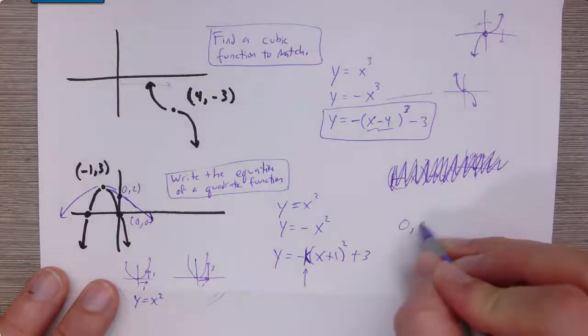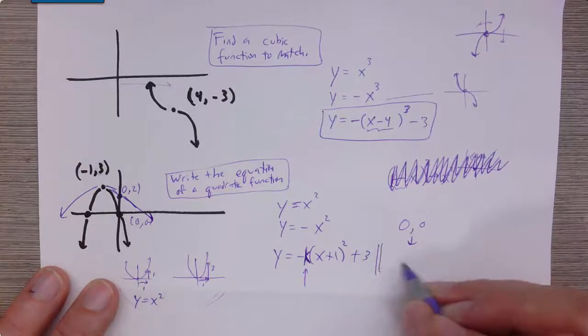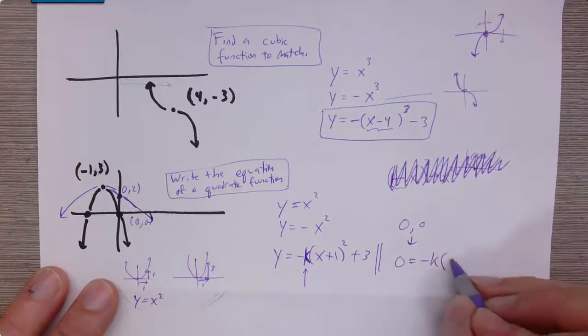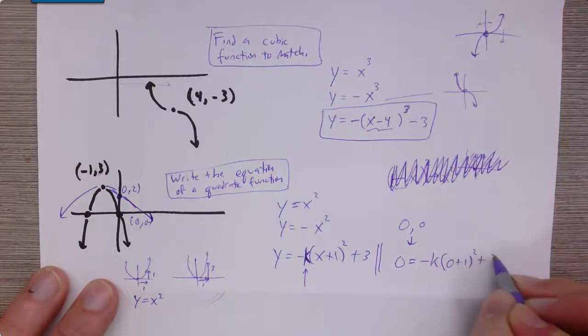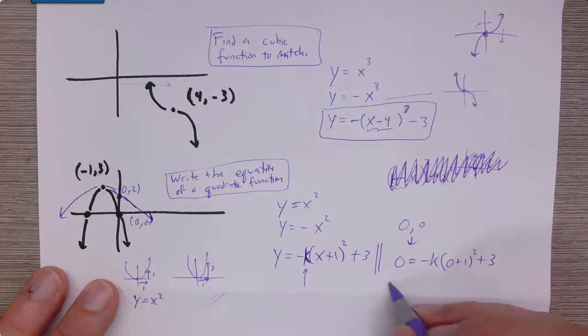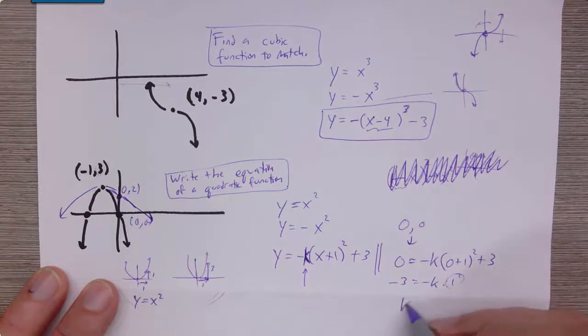So let's plug in the point at 0, 0, all right? So we'll have 0 for the y value, and then I've got negative k, and I'll have 0 for the x value. And now I can solve for k. Let's do it. I'll subtract 3 on both sides. And then this is just 1 squared, which is just 1. So what that tells me is that k must equal 3.